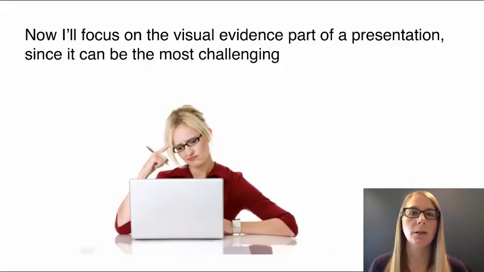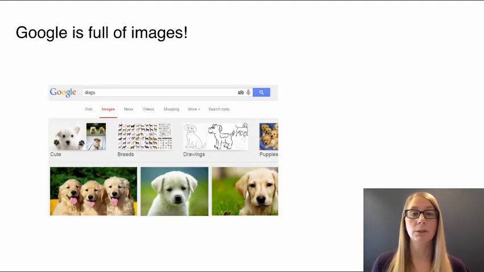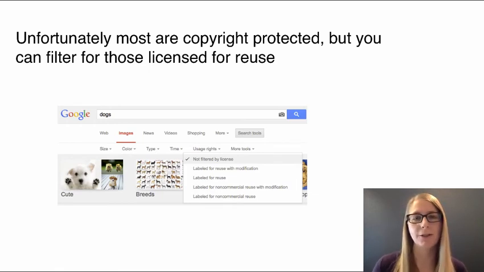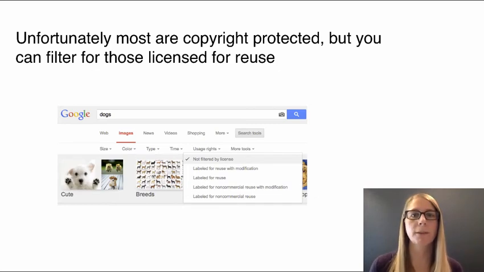So in this part of the presentation, I'll focus on the visual evidence aspect of the assertion evidence approach, since that can be challenging to implement. Of course, Google is full of images, so that can be a good place to find them. That would probably be your go-to, right? Unfortunately, copyright exists, so we need to be conscientious of that when developing presentations, to use copyright-free images, even if it's an educational environment. Fair use can be interpreted in multiple ways, but the best way to go about it is to find images that are licensed for reuse. So there are search tools and then usage rights that you can set in your search preferences.